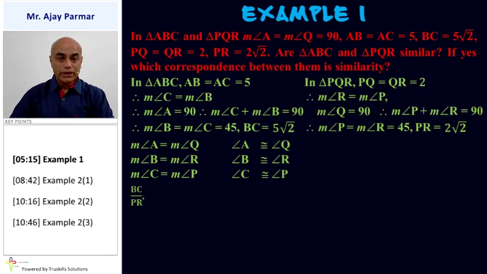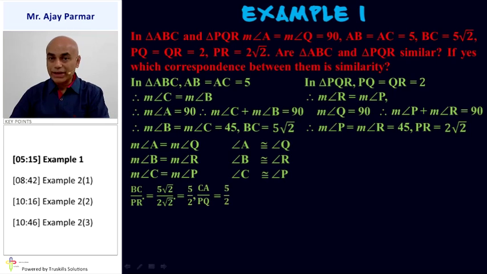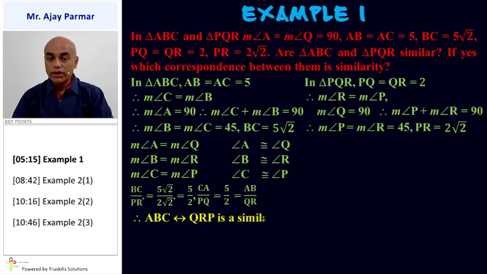Also, BC upon PR is same as 5 root 2 upon 2 root 2, and that is equal to 5 upon 2. Exactly the same way CA upon PQ will be same as 5 upon 2 because both of them are given to be 5 and 2 respectively. And that is also same as AB upon QR. So, ABC corresponds to QRP is a similarity in this particular condition, and therefore the triangles would be similar.